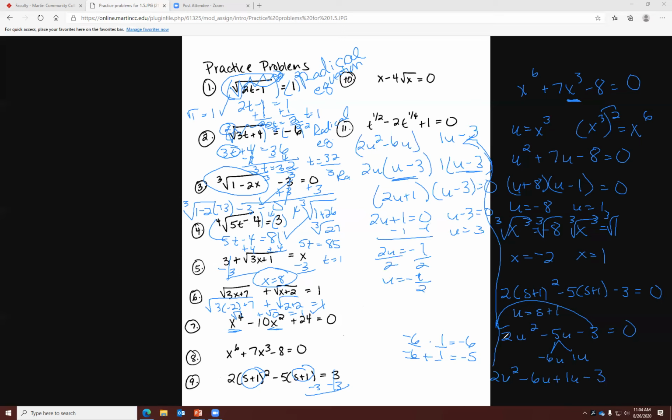And then what's the last thing you have to do? You have to replace what we substituted here back in. So s plus 1 equals negative 1/2. S plus 1 equals 3. S is equal to 2 because we move the 1 over. And move the 1 over. S equals negative 1.5.